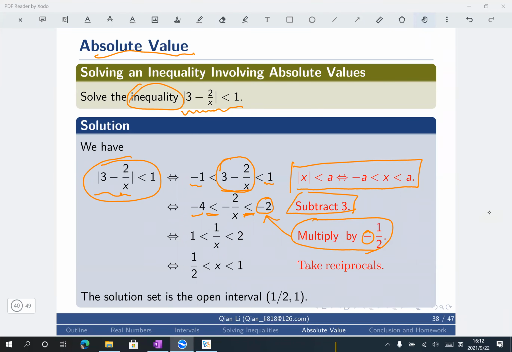Let me write it down. So if we make it reverse, like if I make 1 reverse, that will be 1. And if I make 1 by x reverse, that will be only x. And if I reverse 2, that will be 1 by 2.